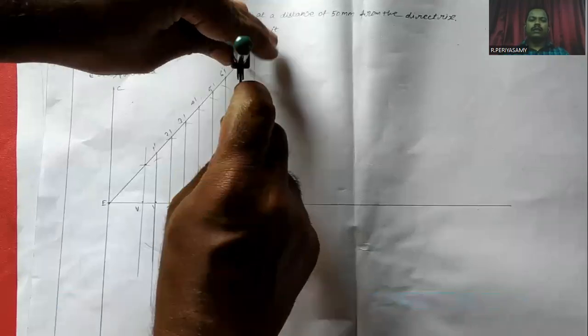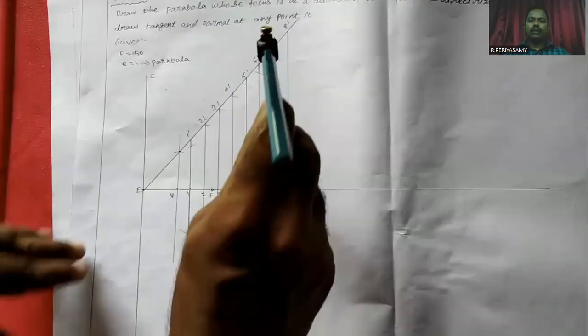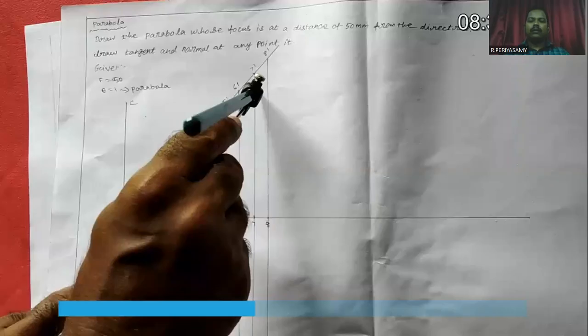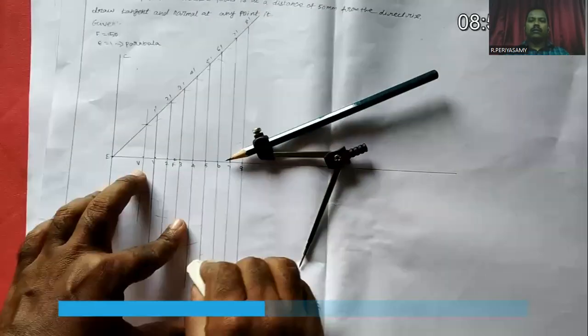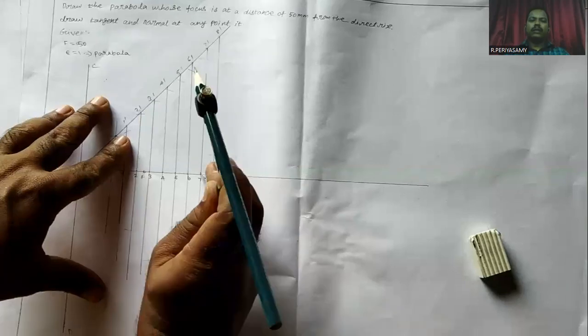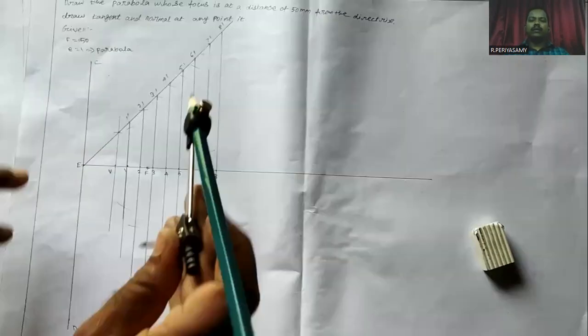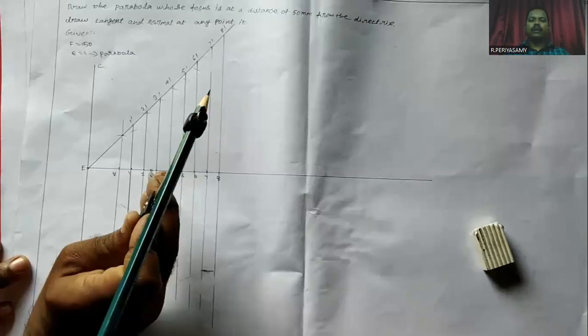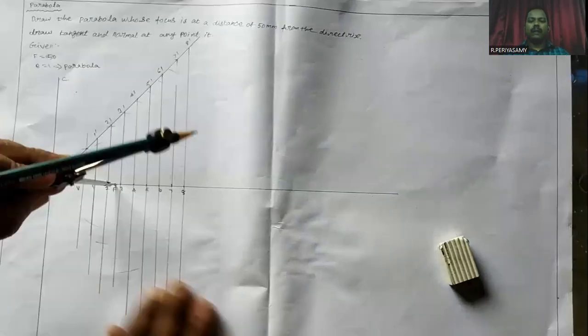Seven dash distance. Now keep the compass in focus and make the arc above and below the 7 dash line. We measure the 7 dash line distance and keep the compass in focus. We make the arc in 7 dash line above and below the 7 dash line.